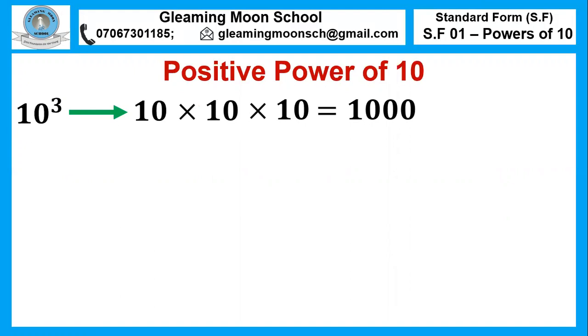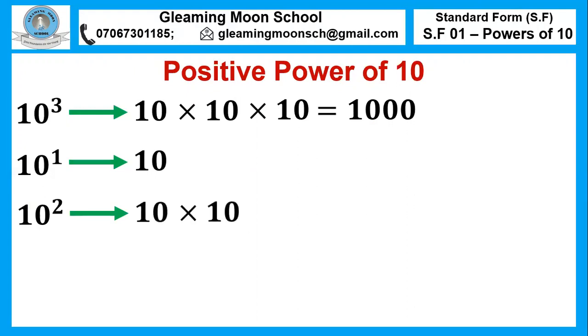Okay. Now here's another one. We have 10 raised to the power of 1. So how many times are we going to multiply the base by itself? What does the power say? The power says 1. So that means we just have 10, just 10. And that's your answer for that one. Here's another one, 10 raised to the power of 2. Again, the power says 2. So that means we're going to have 2 tens multiplying each other. And that would give us 10 times 10. And 10 times 10 is 100.